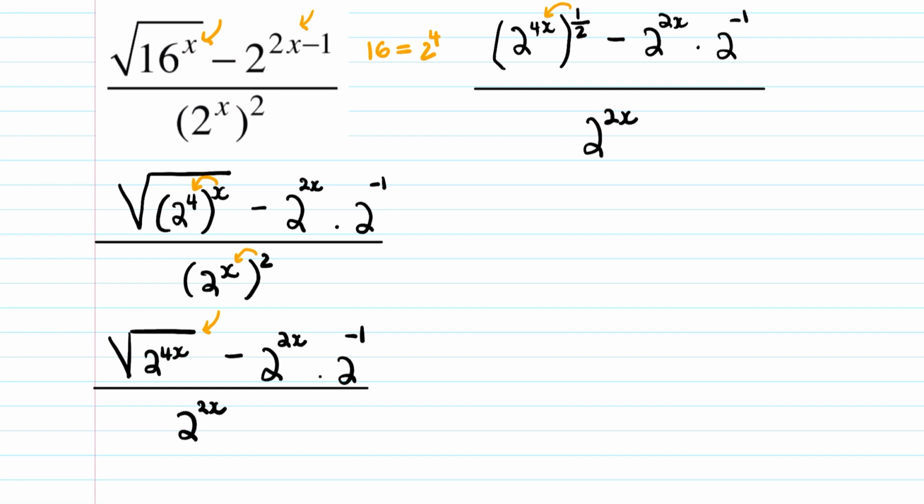Excellent. Now I want to multiply that half with 4x. So that is going to give me 2 to the power of 2x minus 2 to the power of 2x times 2 to the negative 1, over 2 to the power of 2x. Okay, so now I have got to factorize. I need to take out a common factor. I cannot start cross-canceling because of that negative there that is separating these terms. That is an absolute no-go. You cannot cross-cancel at this point. You first have to take out a common factor.